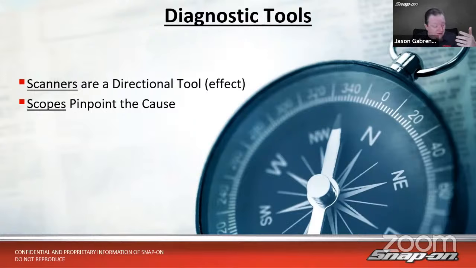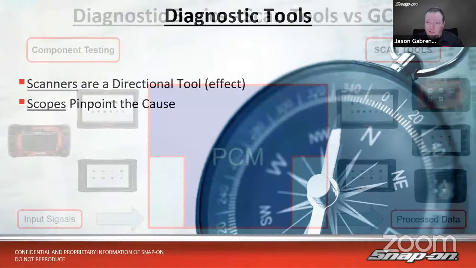Now, for every effect, we need a cause, right? In order to find that cause, that's where the scope comes in, or in this case, guided component testing, which is a scope that's going to do most of the work for you. That's the beautiful thing about this, because it's going to save you a lot of time and effort looking up information, because it's all going to be right there for you.